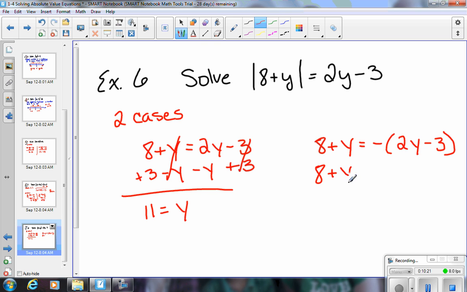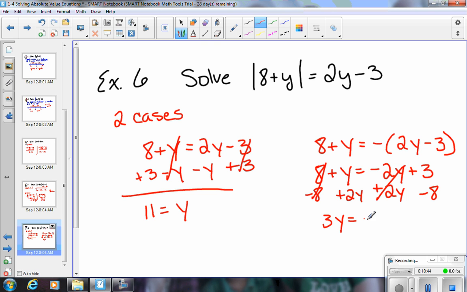On this side, I'm going to distribute the negative sign, like having a negative 1 times 2y and a negative 1 times a minus 3. So I get plus 3. I'm going to add 2y to both sides and subtract 8 from both sides. So I get y equals negative 5/3. Now, just because you get a negative answer does not mean it's not a solution. You can sometimes have variables that will be a negative answer, but we still have to check because it might not be. So let's start with the 11.